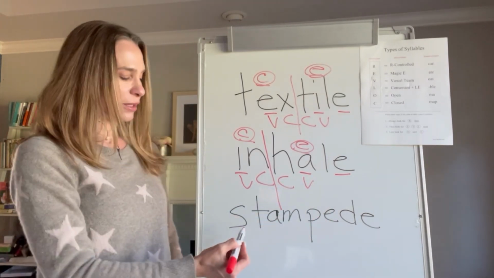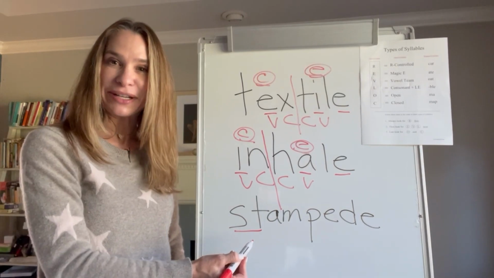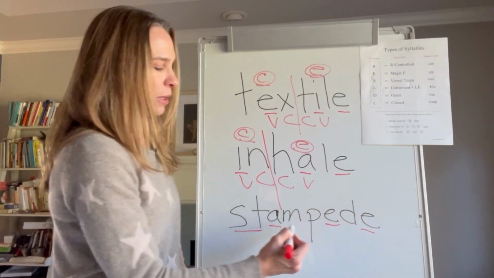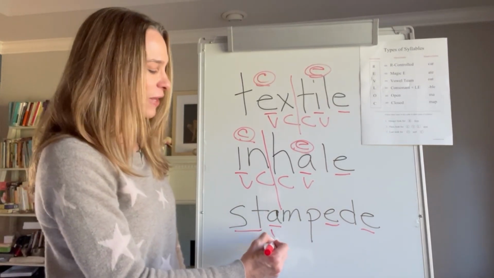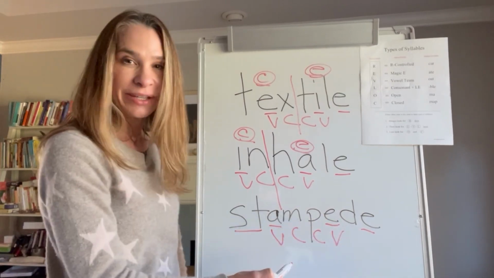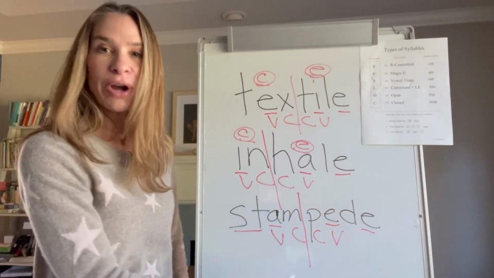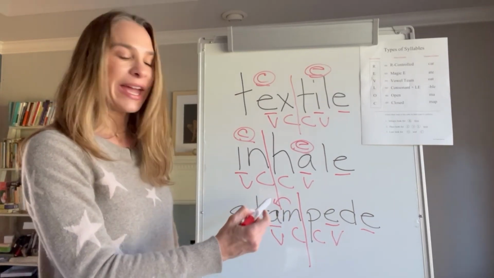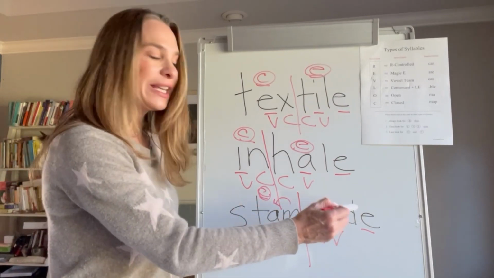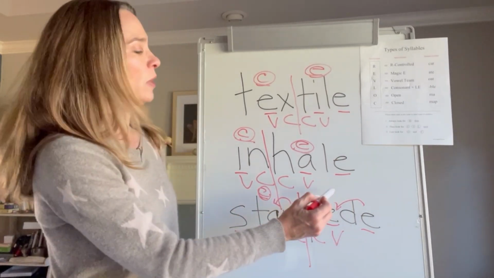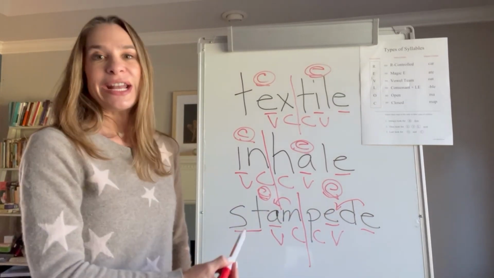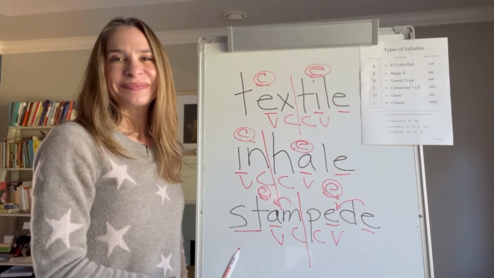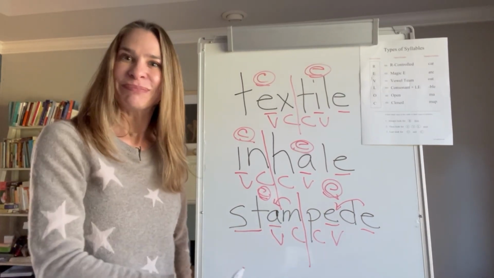The third word is a little trickier just because it has this ST blend at the top, but we still underline the vowels. Start with our first vowel, labeling VCCV. We divide between the 2 consonants because that's the rule. And then we can see the M is closing in the A for a closed syllable. The E is making the E say its name for a magic E syllable. And now we can read stampede. Now your student just read stampede. Pretty big word.